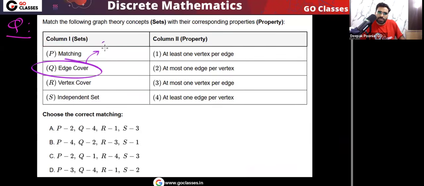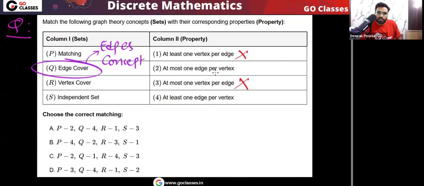This is also the edges concept, a set of edges. So again, you can remove this, because this is taking at least one vertex, this is taking at most one vertex. Basically, these options 1 and 3 are taking vertices. But edge cover means this is the edges concept. Now you can see, in the remaining two statements, we are talking about per vertex.